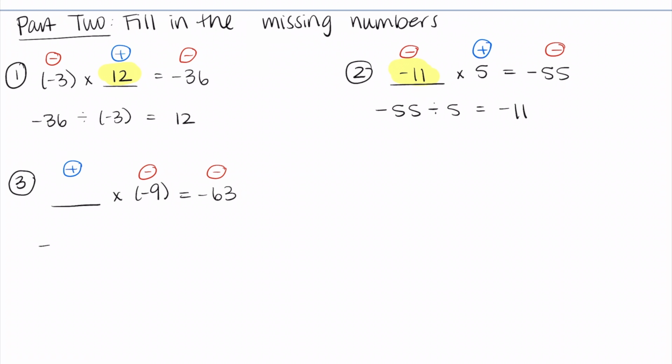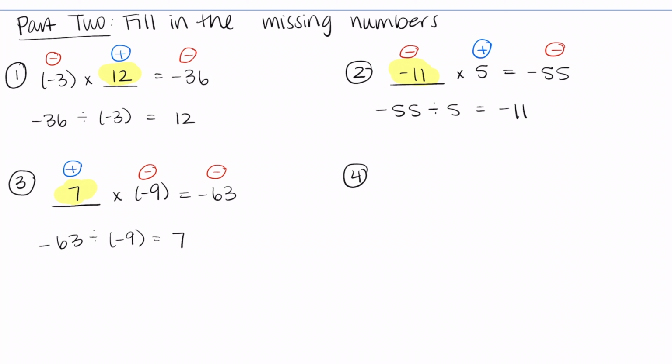So now what we'll do is we'll go through and we will divide. We know that -63 divided by -9, well, a negative divided by a negative gives us a positive. 63 divided by 9 is just 7. So our missing number for number 3 would be +7.